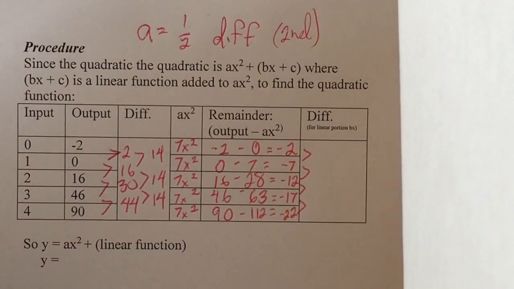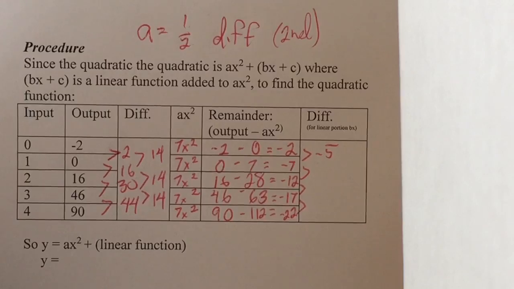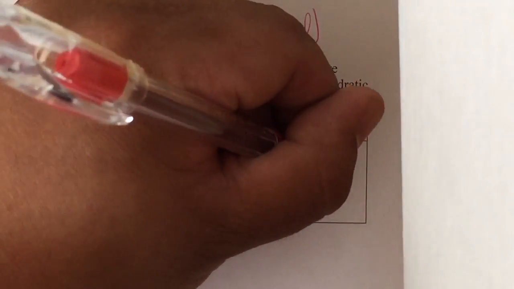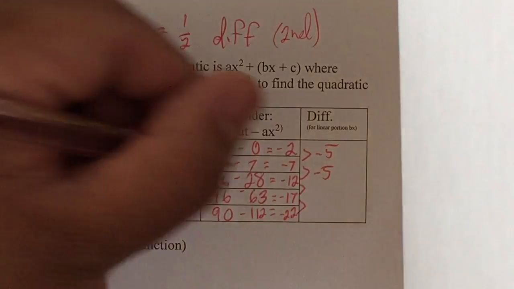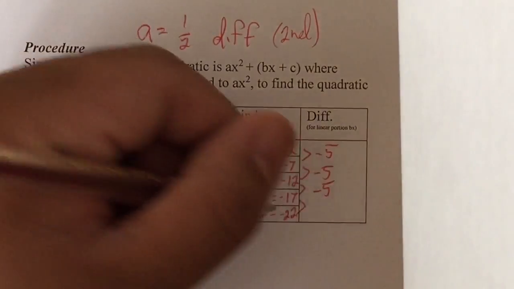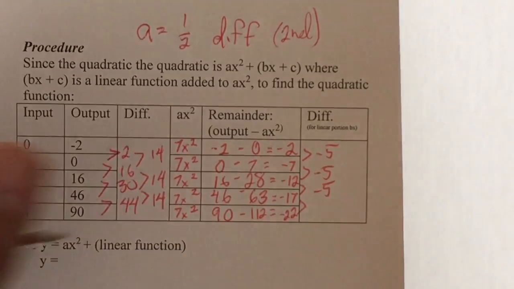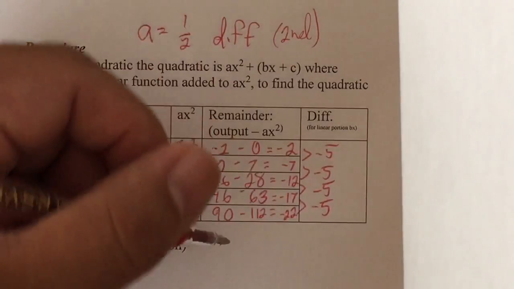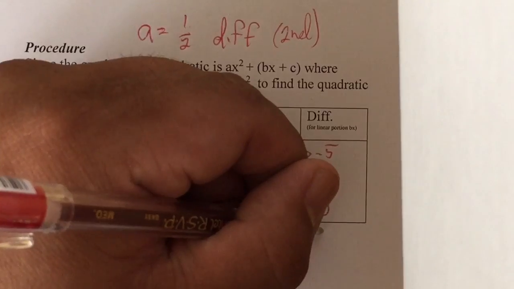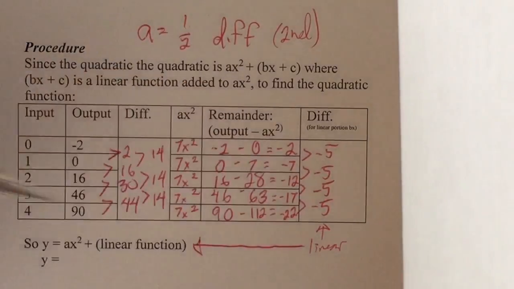We got -7 minus -2. Be careful with that minus -2. We'll end up with -5. -12 minus -7 ends up being -5. -17 minus -12 is also -5. And -22 minus -17 gives us -5 also. Since this happened in the first differences, this means that this is a linear portion, which is actually the part that you're looking for here.